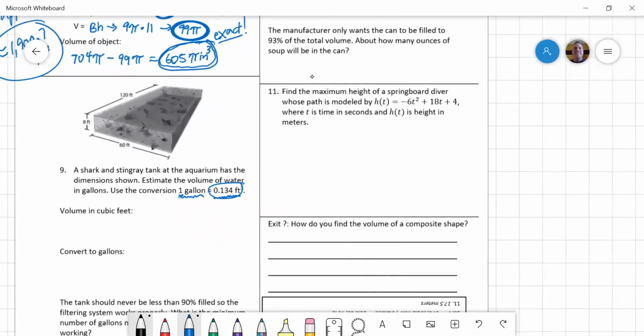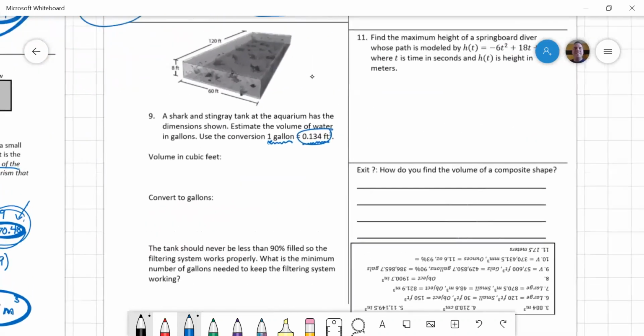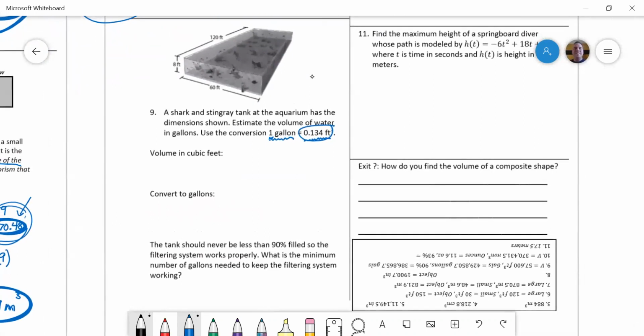11 is review from quadratics. So I'm hoping you guys have an idea how to do that one. So let's continue with number 9, and this will be our last one. So it says, what's the volume in cubic feet?